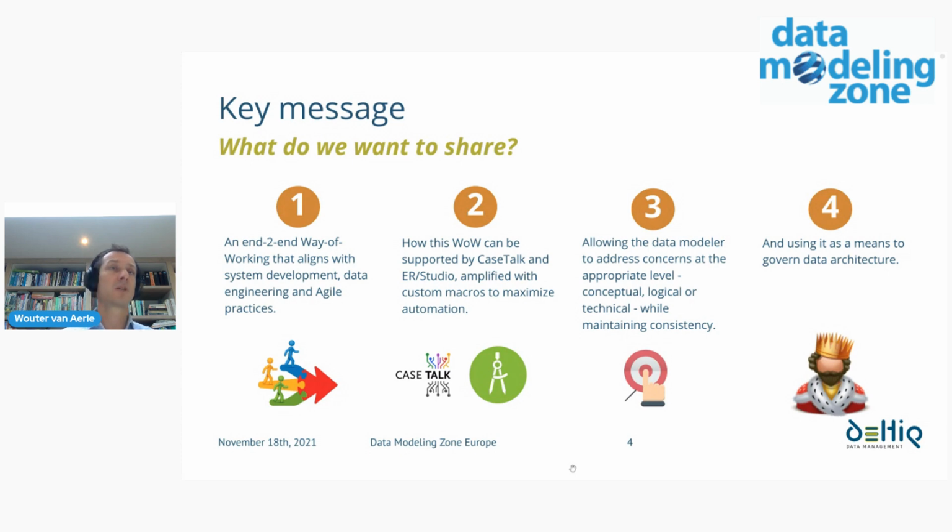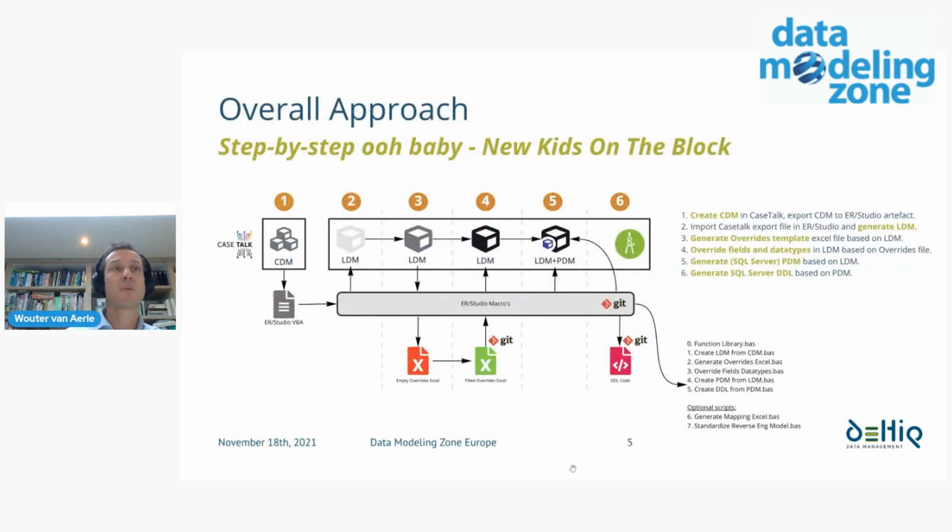And this will showcase, hopefully for you, that this allows the data modeler to address concerns at the appropriate level, at both the conceptual, logical, and physical level, while also maintaining consistency between all the different kinds of models. And fourth, it also allowed us to govern the data architecture. So, Roy, can you elaborate on the overall approach, please?